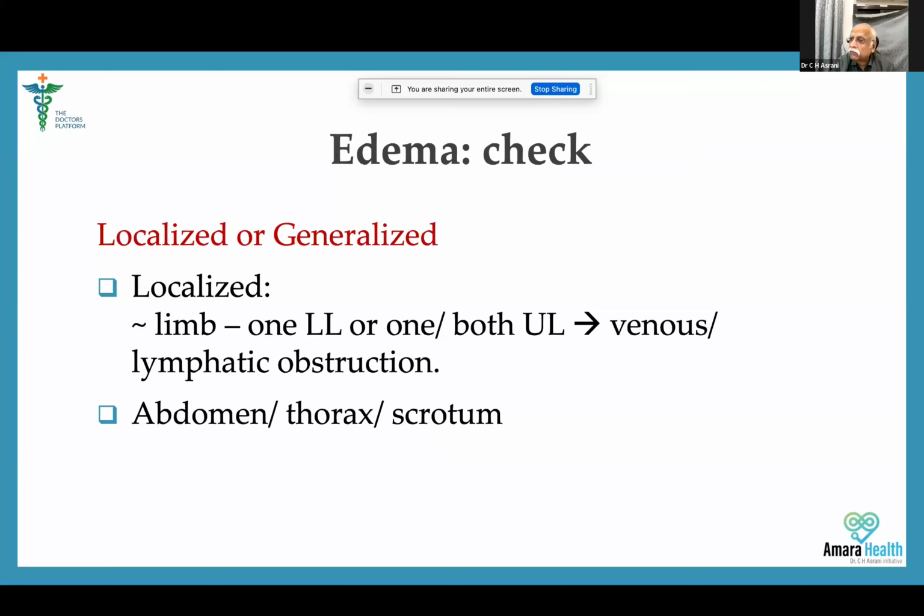Look for any free fluid in the abdomen. For male patients, check scrotum for any edema, not hydrocele, edema. And check whether chest wall is edematous. I'm not talking of pleural effusion. I'm talking of edematous chest and abdominal wall.